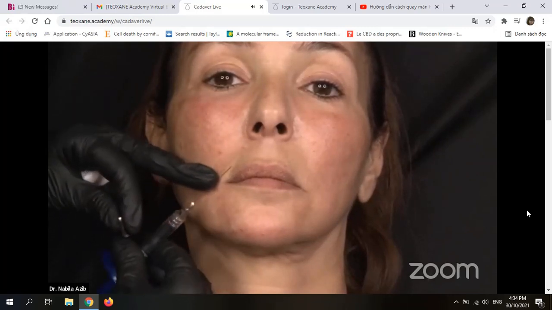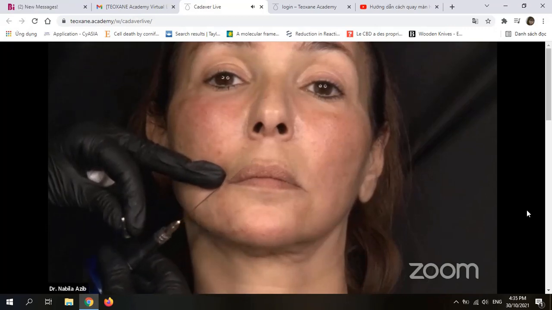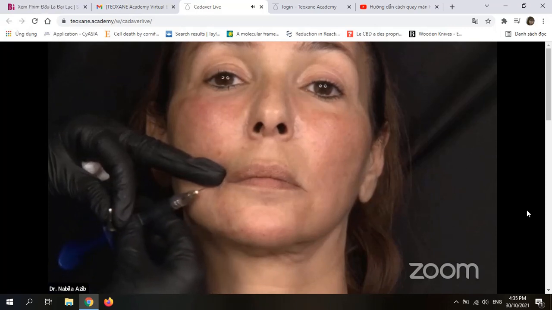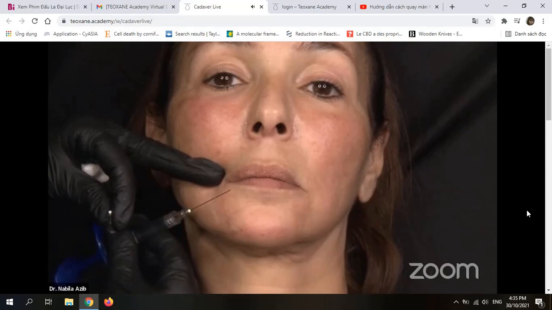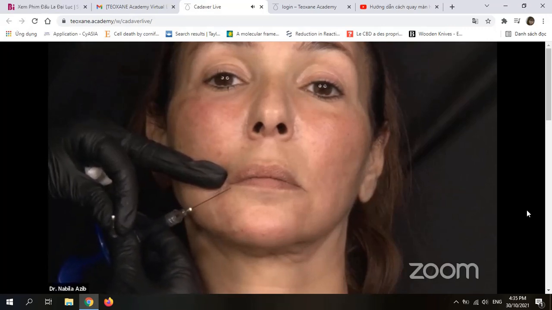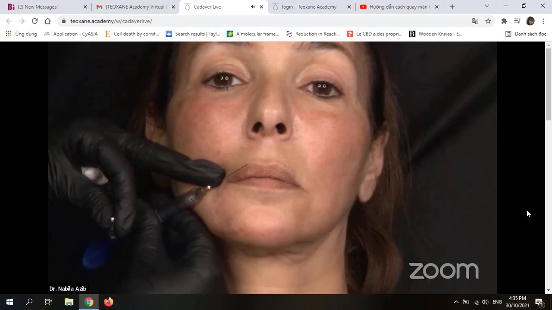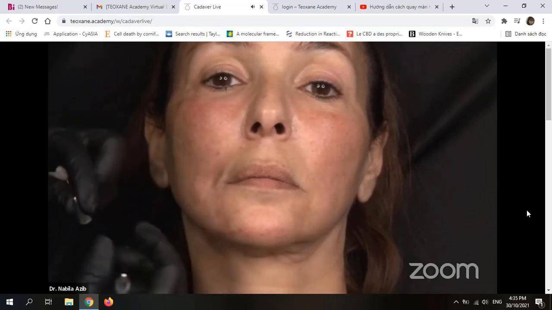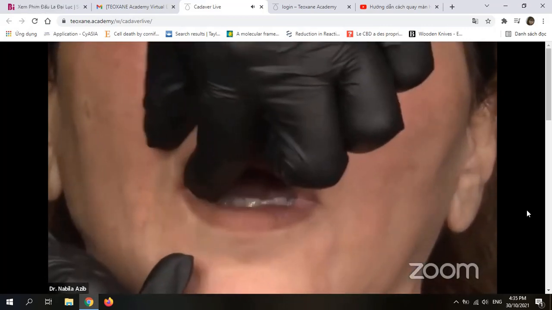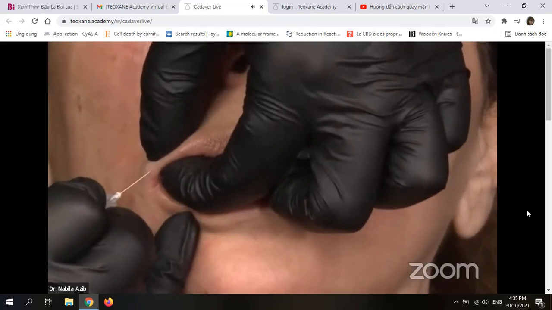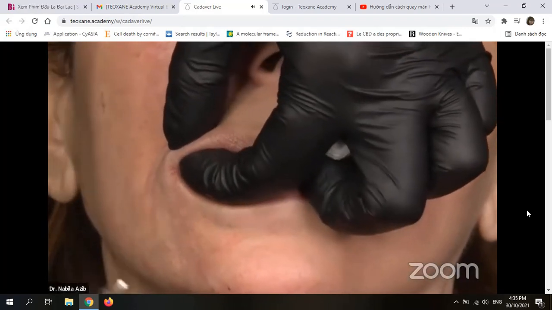deeper injection. Here I would be injecting the vermilion border for the contour, but also hydrating and giving a slight volume in the supra-orbicularis oris muscle area. That means above the muscle. So for that, I will ask the patient to open the lips. I keep on pinching the lateral commissure here. I use a 27 gauge needle for my entry point.